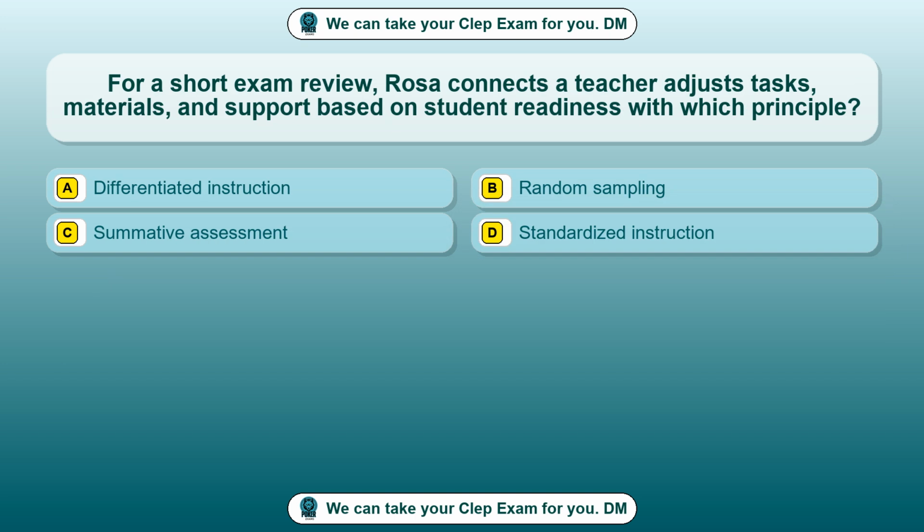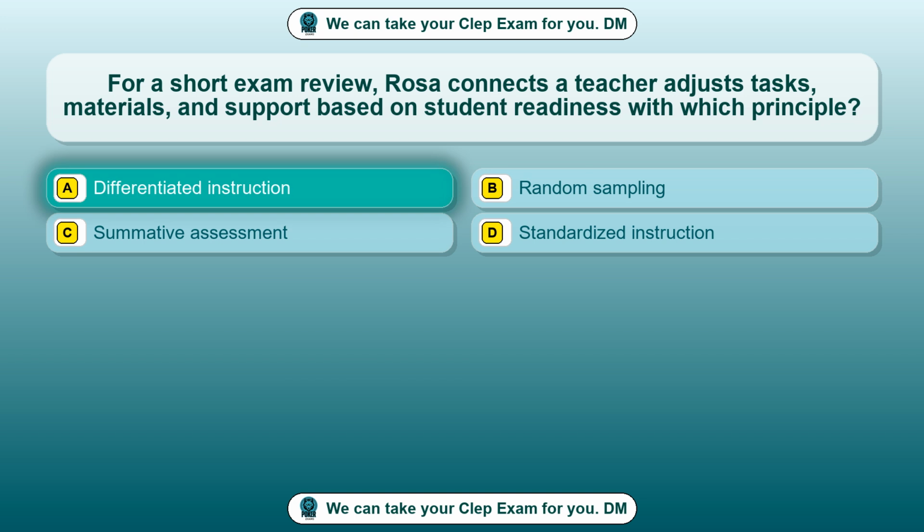Question 50. For a short exam review, Rosa connects a teacher adjusting tasks, materials, and support based on student readiness with which principle? Option A, differentiated instruction. Option B, random sampling. Option C, summative assessment. Option D, standardized instruction. The correct answer is option A.